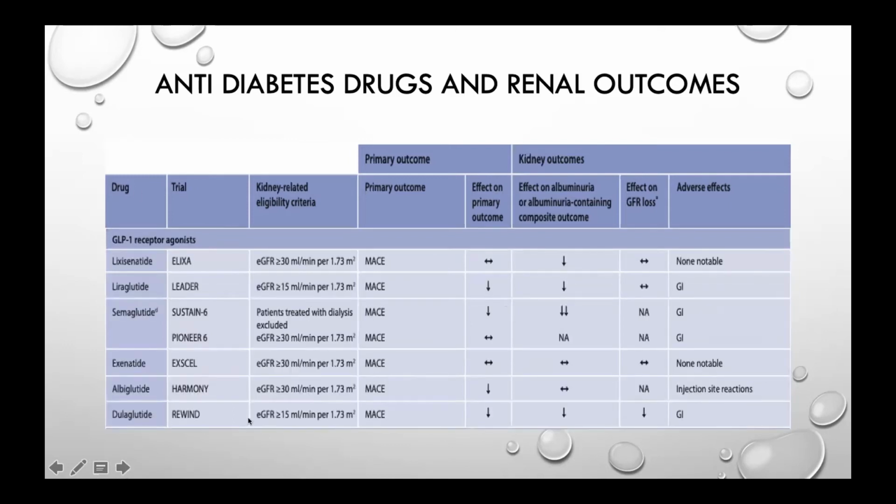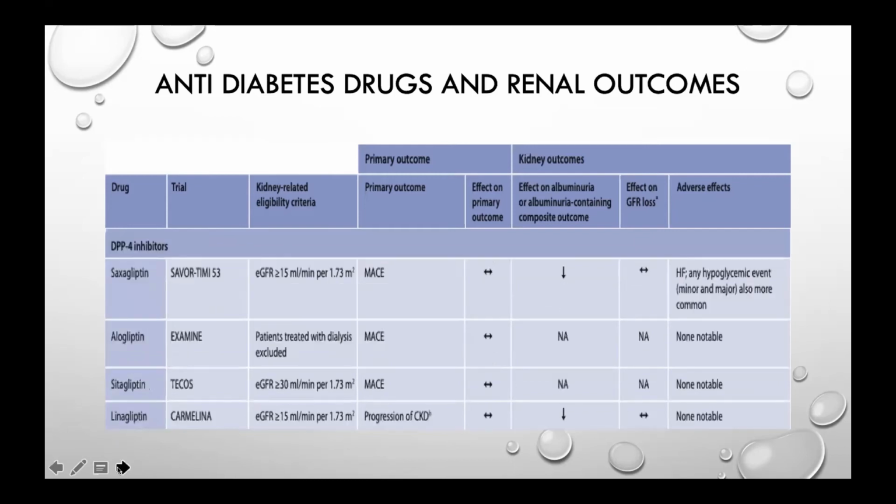GLP-1 receptor agonists also, if you look at all the trials, liraglutide, semaglutide, albiglutide, dulaglutide, exenatide, and lixisenatide have shown benefits in the primary outcome, that is cardiovascular, but in the secondary outcomes, they have again shown benefits, although PIONEER 6 with semaglutide did not show evidence, but you can see they are showing some benefits. Exenatide, albiglutide almost neutral, but lixisenatide, liraglutide, and semaglutide are showing benefits on the renal outcomes also.